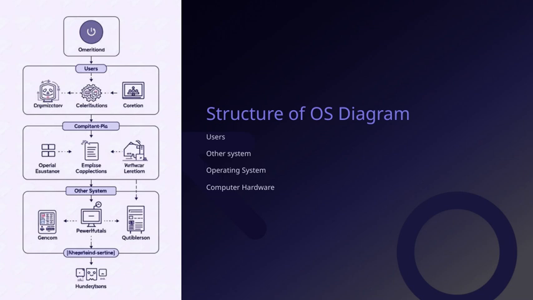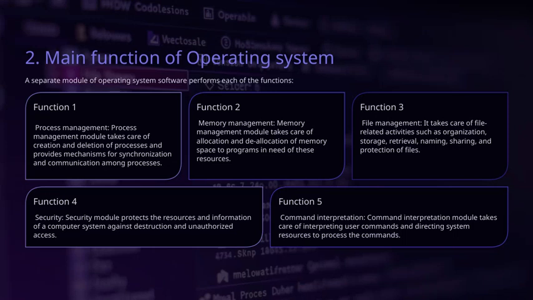Overall, this diagram illustrates how the operating system sits at the center, coordinating between users, other systems, and the hardware. It's fundamental to understanding how computers function seamlessly, providing a layer of abstraction and control. Now, let's take a closer look at the main functions of the operating system. As you can see, the OS is made up of several distinct modules, each responsible for a specific task that keeps the system running smoothly.